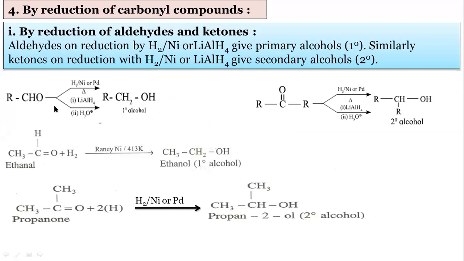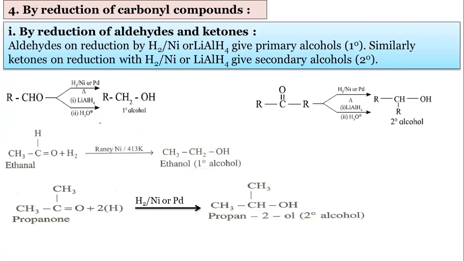So aldehydes, ketones, carboxylic acids, and esters are the compounds called carbonyl compounds. Carbonyl compounds contain the CO group, the C double bond O. Aldehyde contains the CHO functional group. Ketone contains R-CO-R. So by reduction of aldehydes and ketones, we also get alcohols.